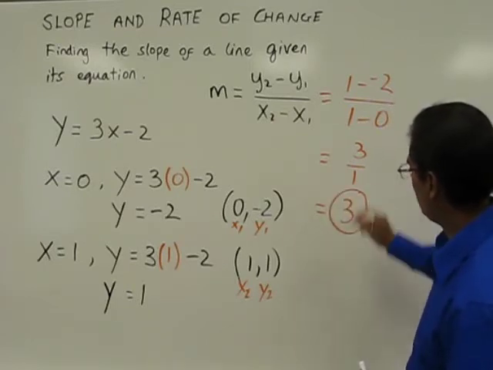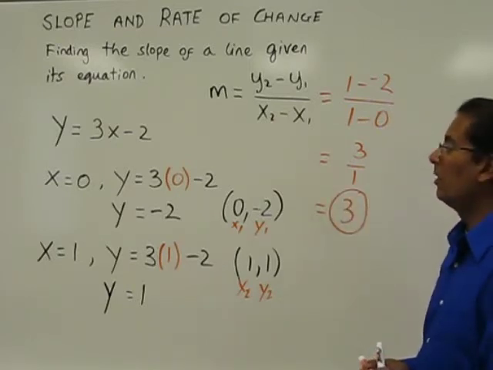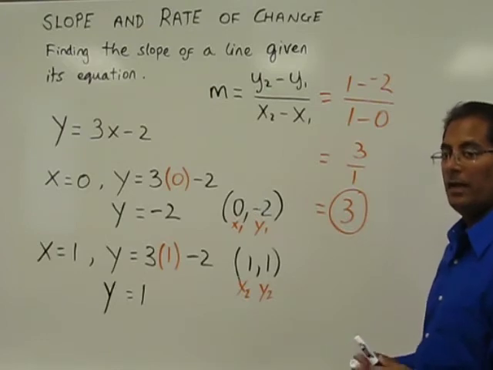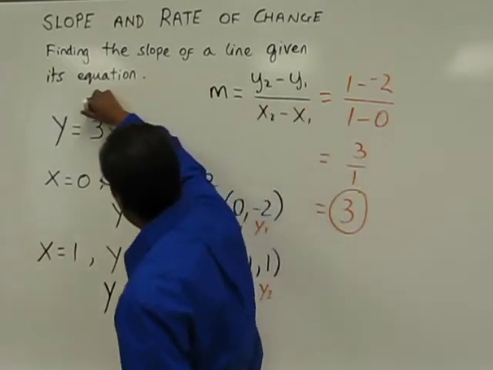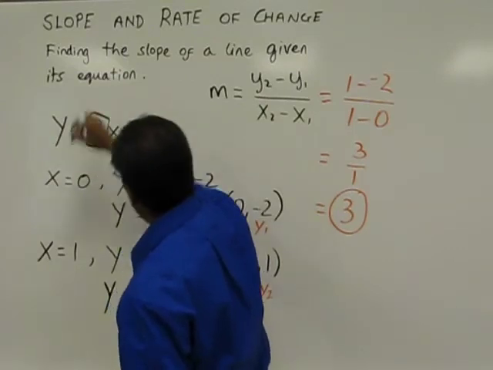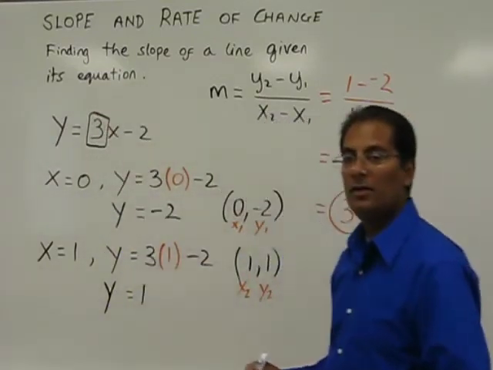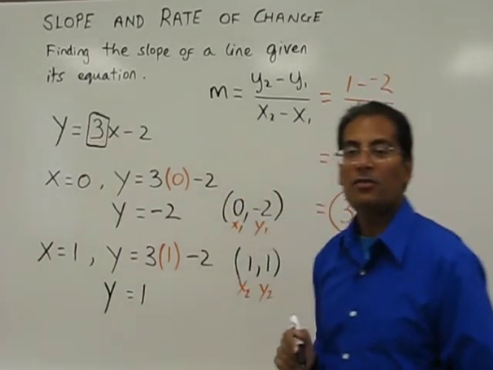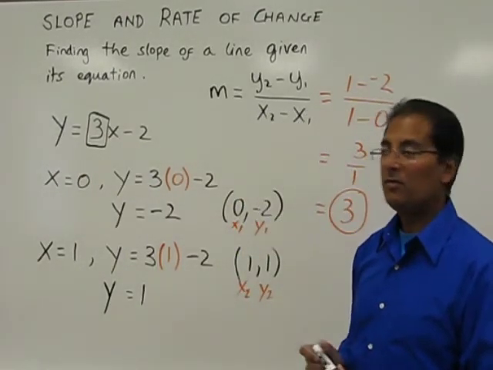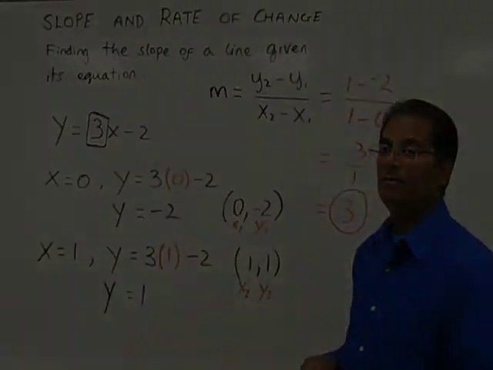So here's my slope, 3. The slope of this line is 3. And notice actually when we look at our equation that this is a 3 here. And we'll find that this is always the case when you have it in this form, that this number in front of x will be the slope. So the slope of this line is 3.